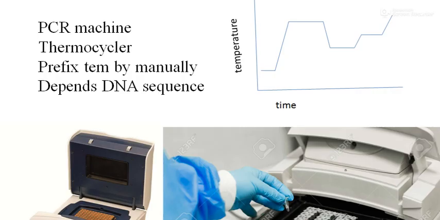For running this process, we need a machine, that is the PCR machine. It's also known as a thermocycler. The term thermocycler includes two different parts, thermo and cycler. Thermo is always related to temperature, and cycler relates to circular motion. That means in this thermocycler machine, there is a process involved that relates to temperature cycling, right?